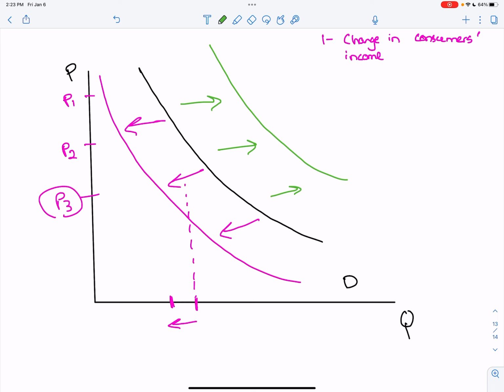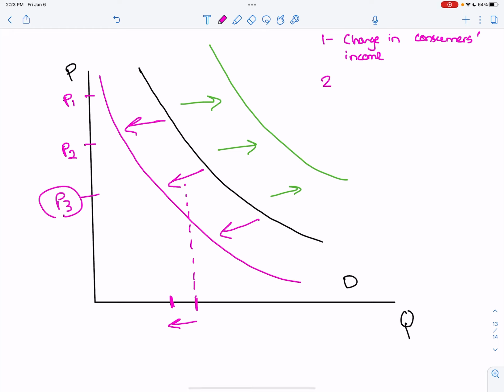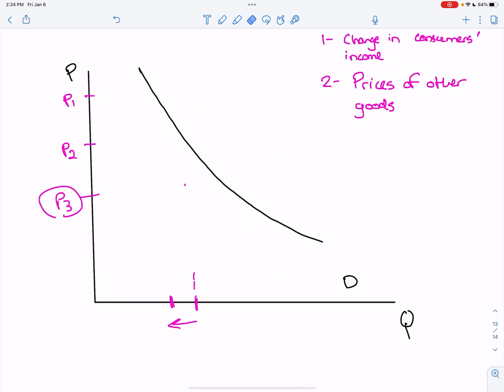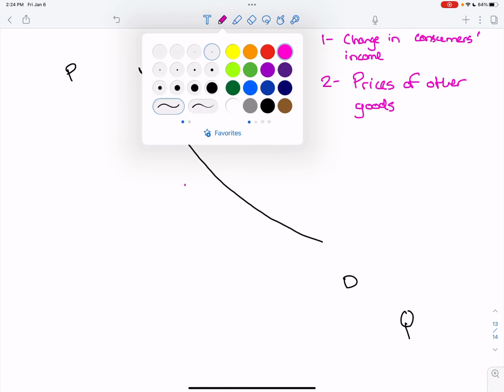What is the second item on our list that can cause a shift in the entire demand curve? Well, the prices of other goods can also cause a shift in the demand curve. This one is a little bit more complex than our income one, but not much more. I just erased my whole graph.